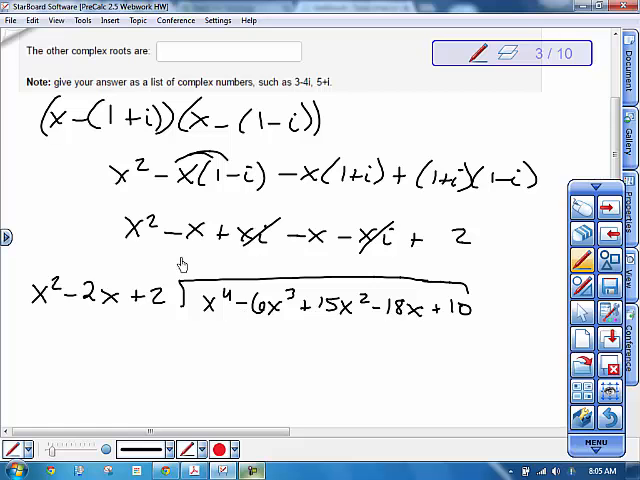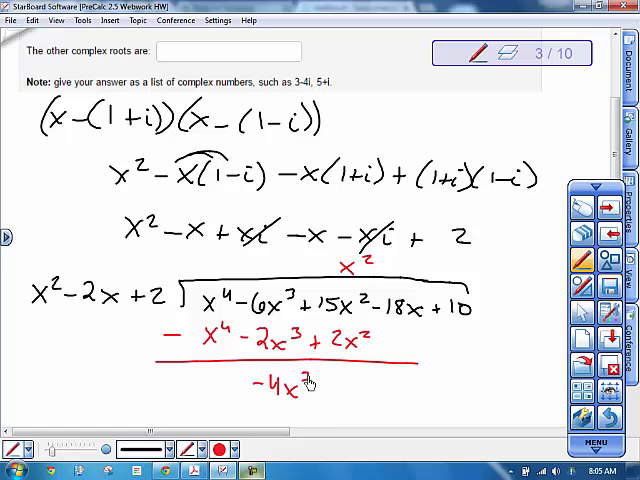Okay, so the division now. What do I multiply by x squared to get x to the 4th? That would be x squared. Now I need to follow through: negative 2x to the 3rd and plus 2x squared. Now subtract. Gives me negative 4x cubed and 13x squared. I'll drop down the negative 18x and start over. So what do I multiply by x squared to get negative 4x cubed? That'd be negative 4x.